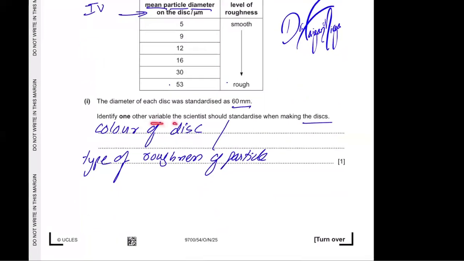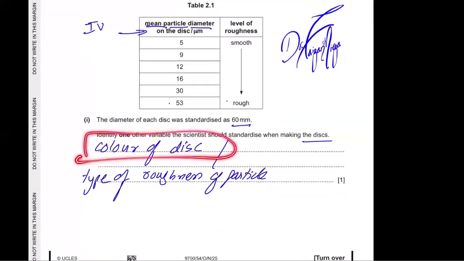Identify one other variable the scientist should standardize when making the disc. So the color of the disc is very important because the insect will be attracted to an appropriate color. If you change the color of the disc, the insect may or may not hover. Similarly, the type of roughness of the particle should not be different, it should be made consistent. Each of these should be of the same texture.